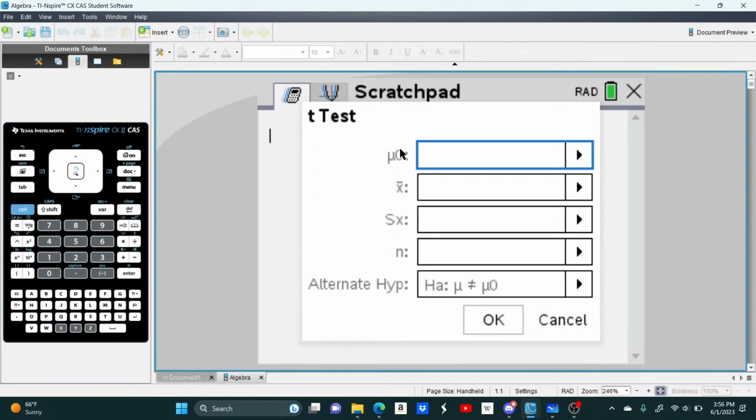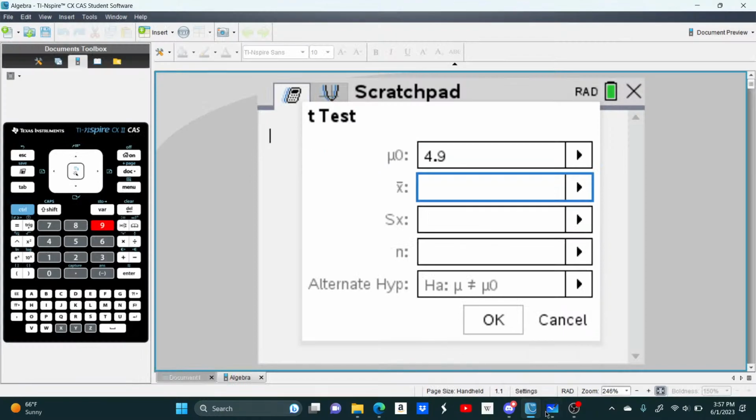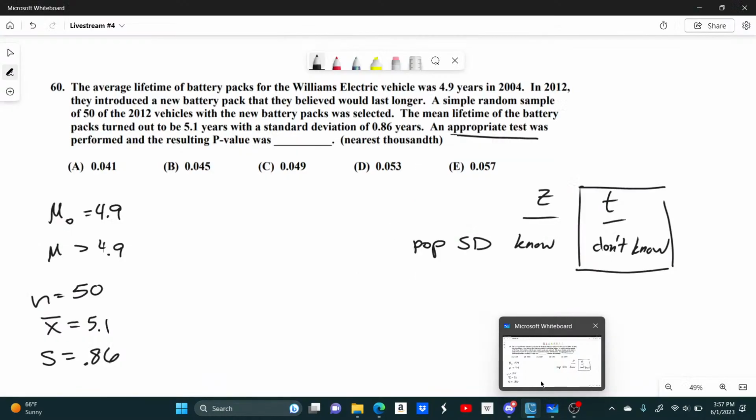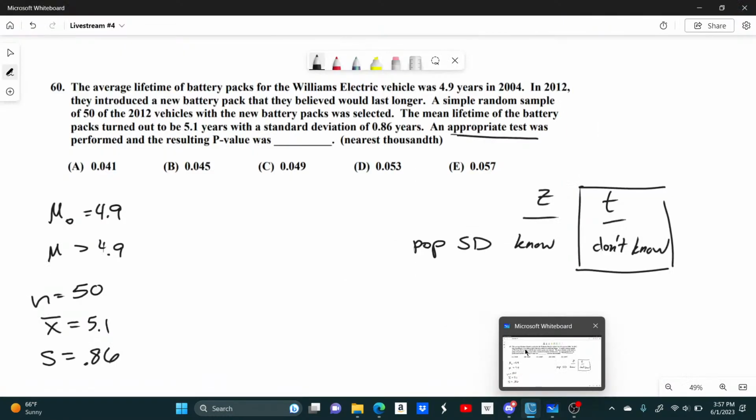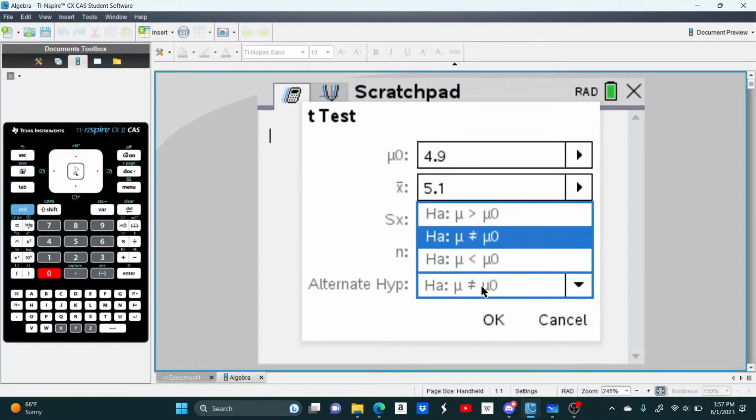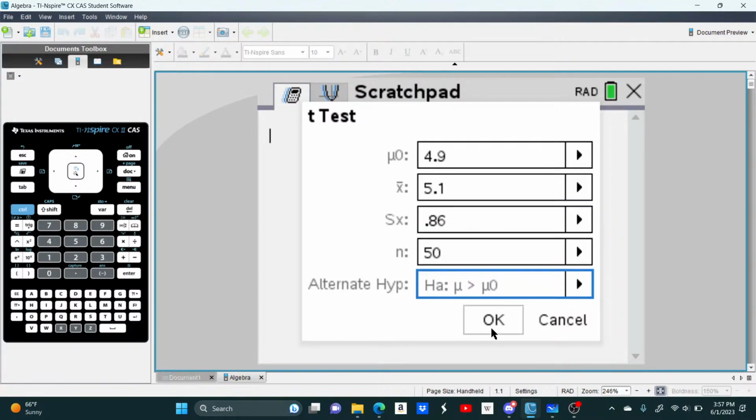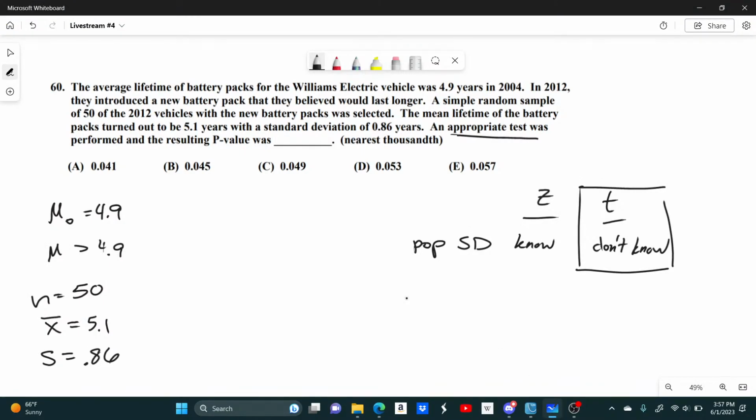All right, here's our mu naught. That's what we assumed before. That's 4.9. Our sample mean that we calculated was 5.1. Our sample standard deviation is 0.86. And the size of our sample is 50. And this part at the end is really important. What are we testing? We're trying to find out if the new mean is greater than the original mean. So we're going to use this one right here. So press OK, and we get a p-value of 0.0532. So that's answer choice D.